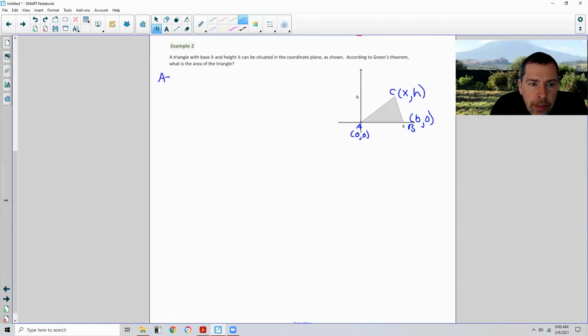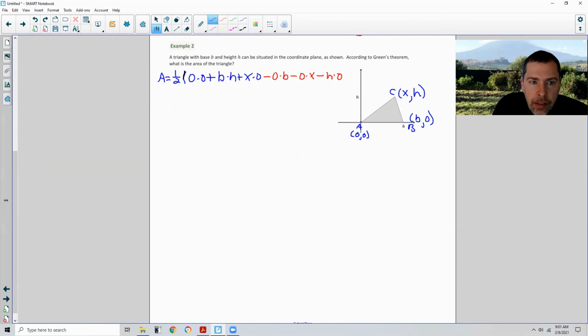We say area equals 1/2 x sub 1 times y sub 2 plus x sub 2 times y sub 3 plus x sub 3, which is this, times y sub 1, which is 0. And then we switch to minus and start with the y's from our starting point and go counterclockwise again. So y sub 1 is 0 times x sub 2, which is b, minus y sub 2, which is 0, times x sub 3, which is x, minus y sub 3, which is h, times x sub 1, which is 0.